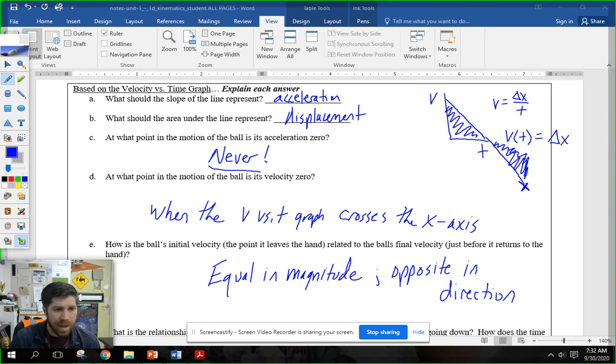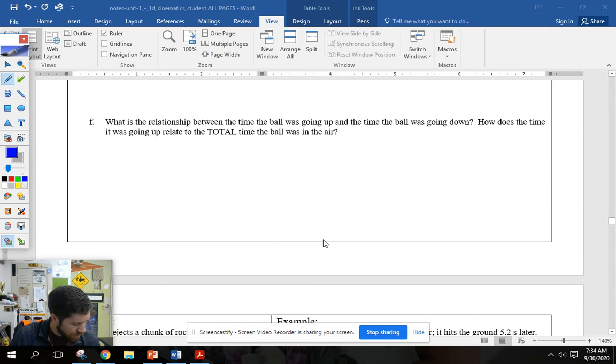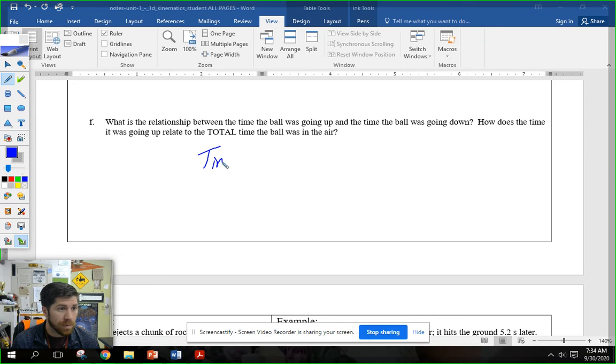And so we can apply that theoretically to lots of different problems. In terms of the time, if we think about the time going up and the time coming down, of course, that's also going to be equal. So the time up is equal to the time down.